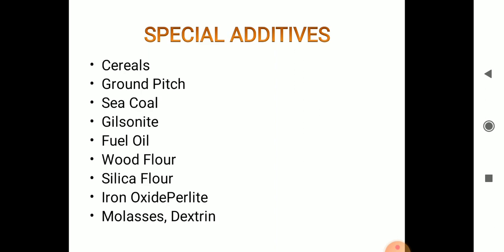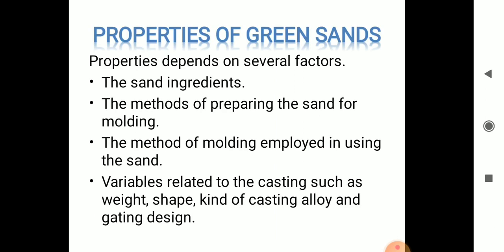Then molasses and dextrine. Blackstrap molasses is known to contain 60 to 70 percent sugar solids, and may be used for increased dry strength. Dextrine may also be used for the same purpose. These are the special additives.